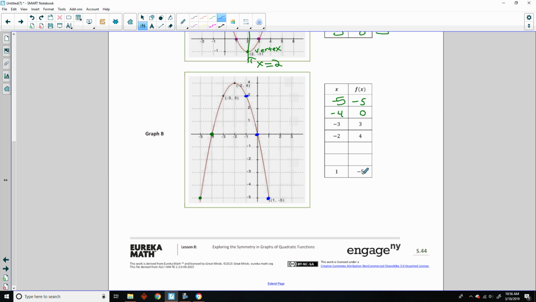They gave us -1 or 1 to -5. So I'm looking at -5, -4, -3, -2, -1, 0, 1. And sure enough, -1 is here, 0 is here. What's the y value at -1? 3. What's the y value at 0? 0. It's the origin. So my vertex is my maximum point at the top here. There's my vertex, (-2, 4).